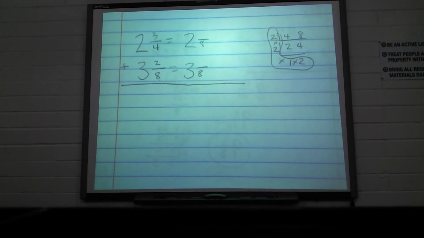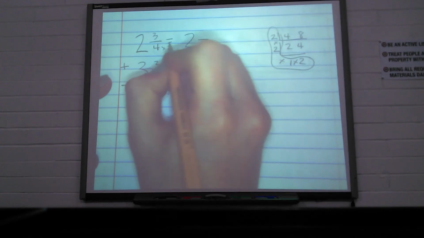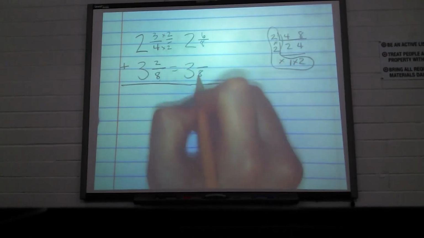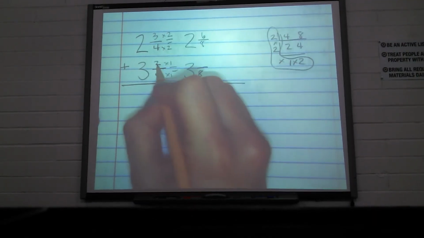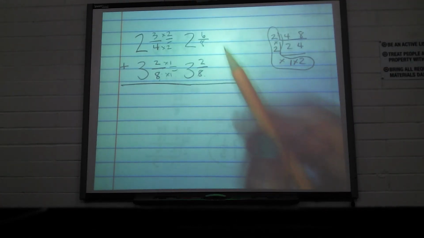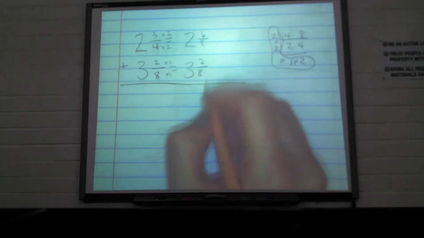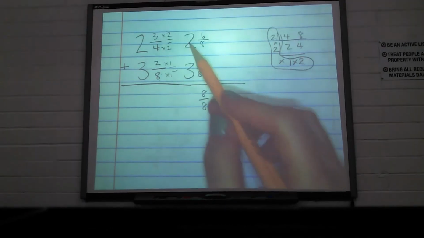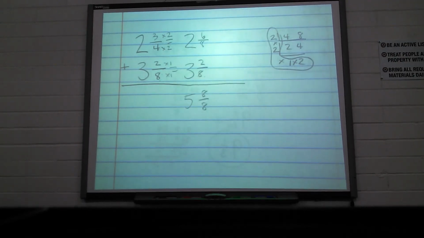How do I get from 4 to 8? I multiply by 2, which means I multiply the top number by 2. 3 times 2 is 6. Okay. 8 to 8 times 1. Well, that's going to stay the same. 2 times 1 is 2. See, these are all the same. All right, 6 plus 2 is 8. Denominator stays the same. 2 plus 3 is 5.